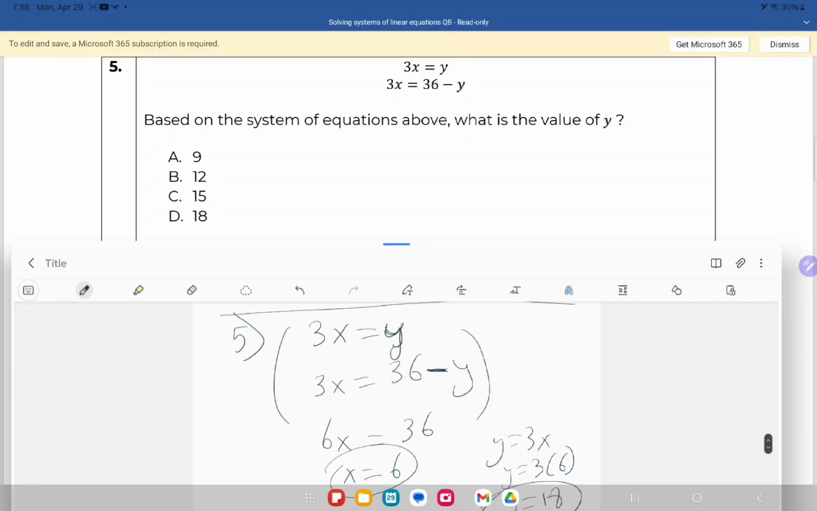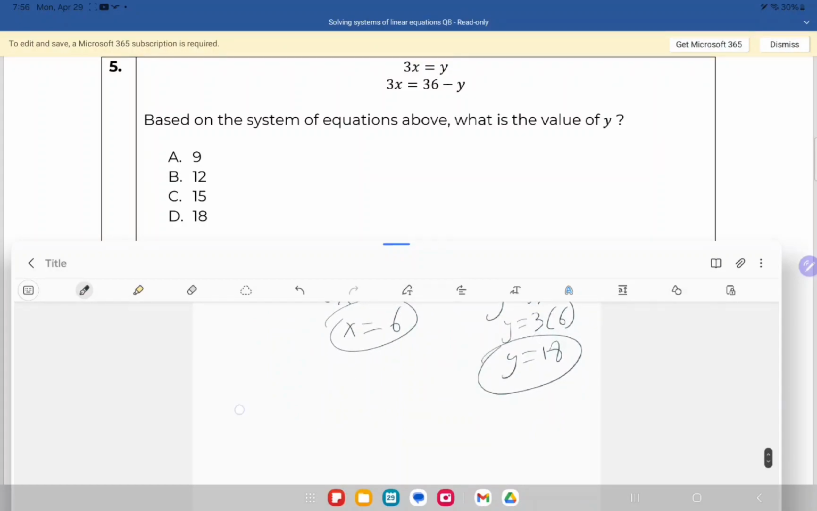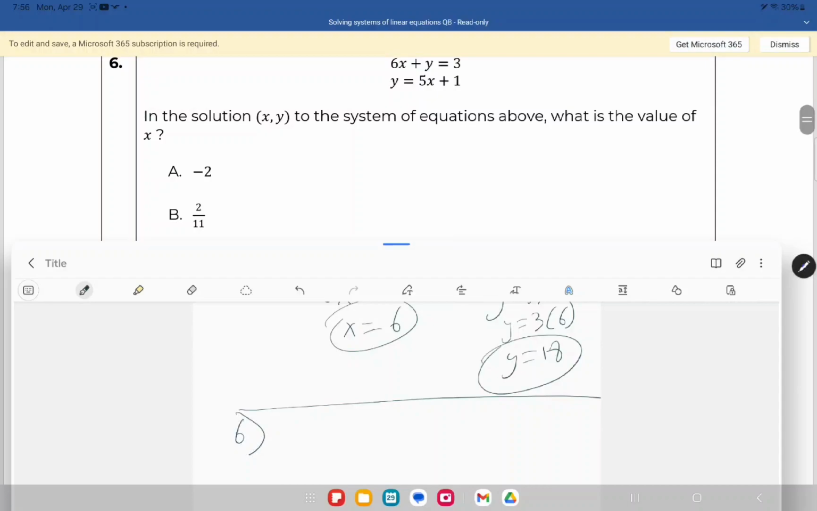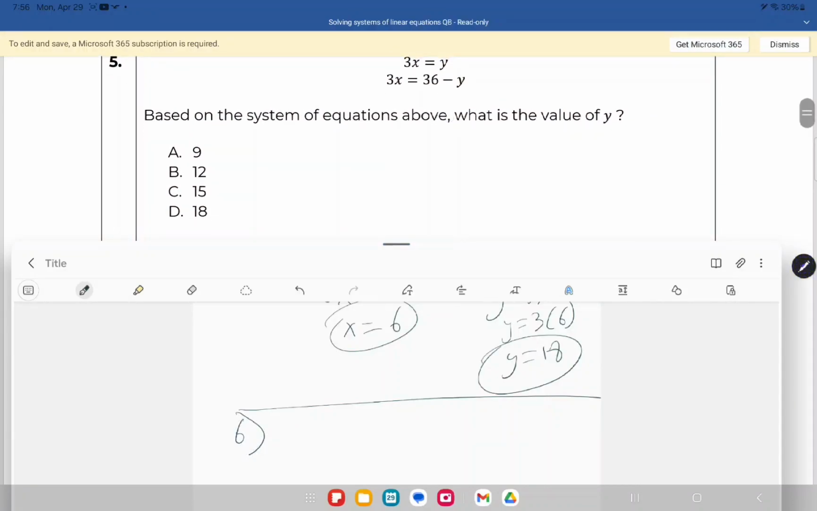So always think, if I was going to substitute, it's going to be a bit lengthier. Maybe not, it's going to be the same. But just use what you've got. Try to use what you've got. So this one is D.